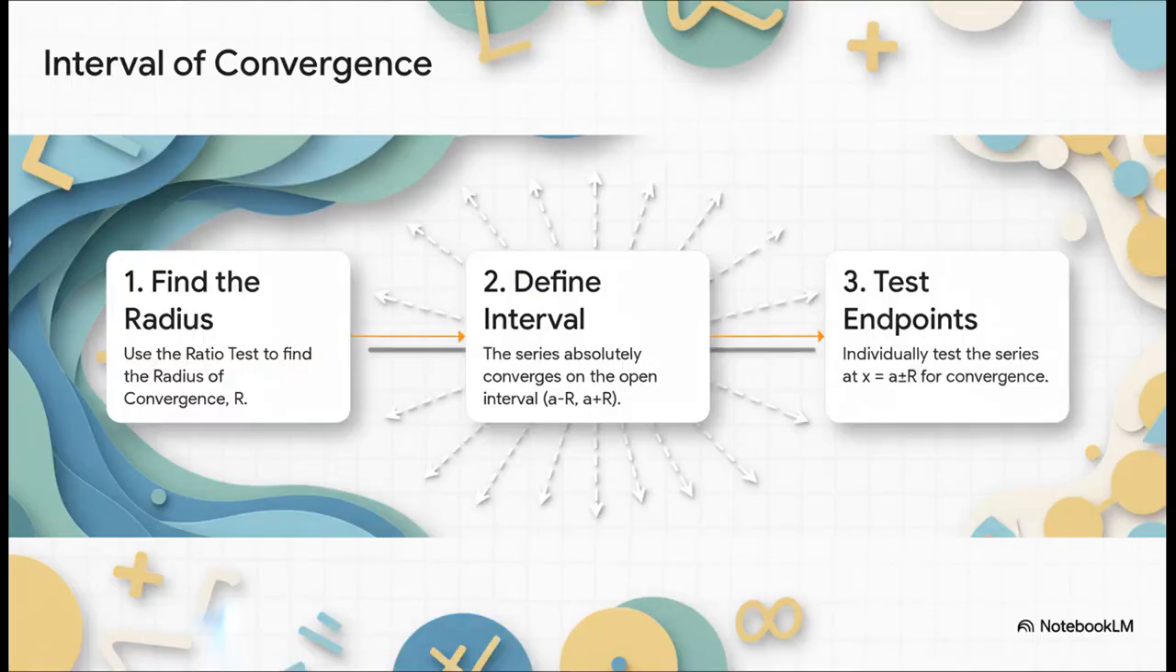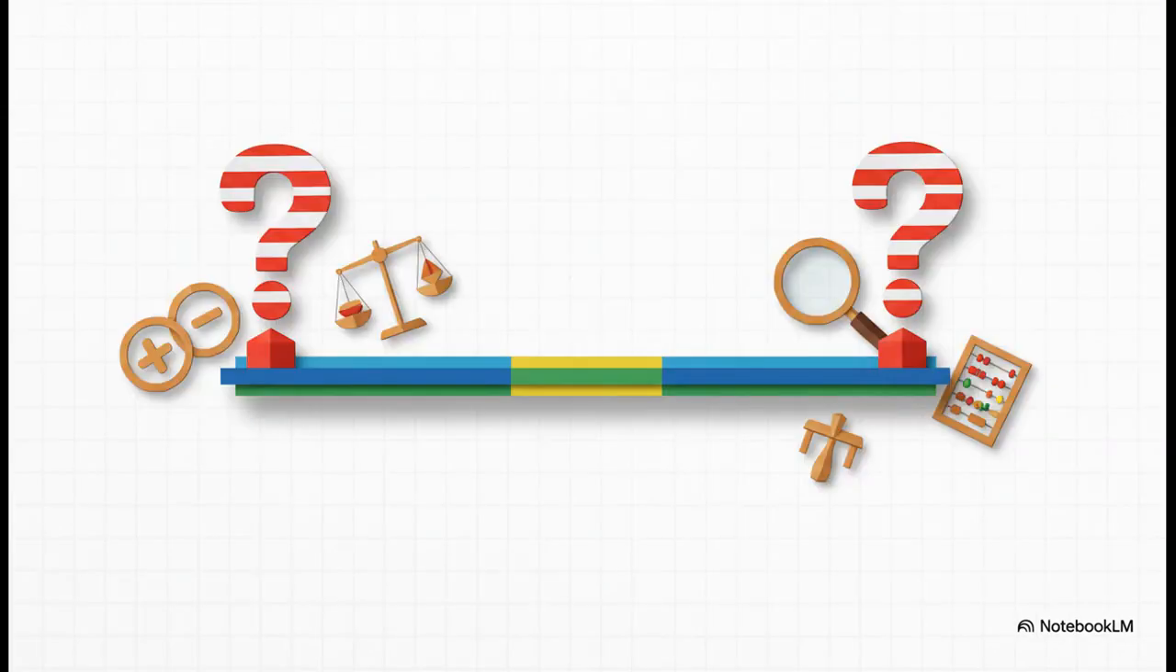Now, this infinite polynomial isn't always a perfect substitute for the original function. The big challenge, the final boss, if you will, is figuring out for which x values this magic trick actually works. That special domain is called the interval of convergence, and finding it takes a really careful multi-step process. And this is how it all comes together. It's like the ultimate final exam.